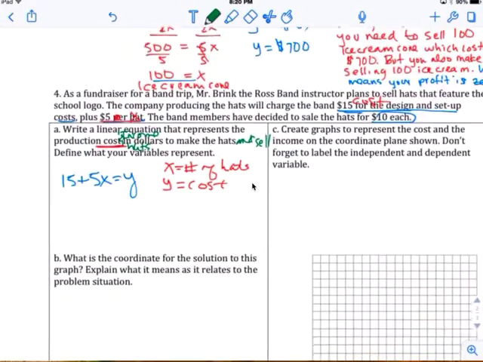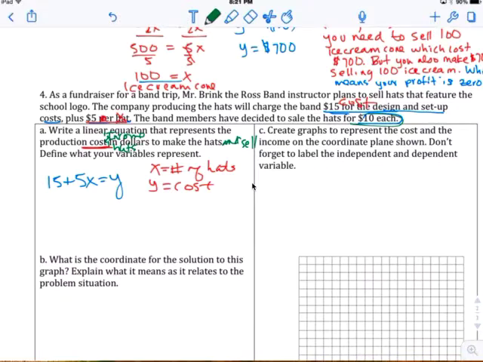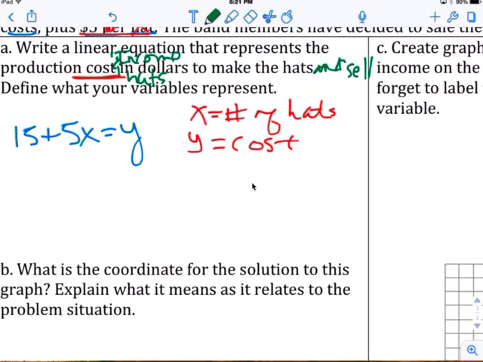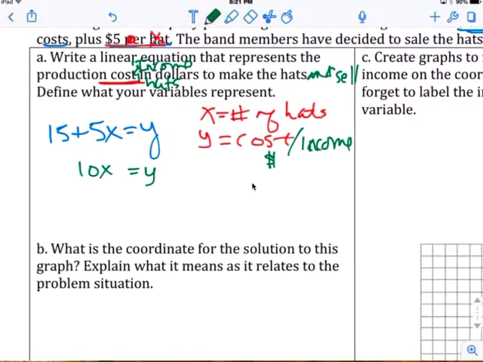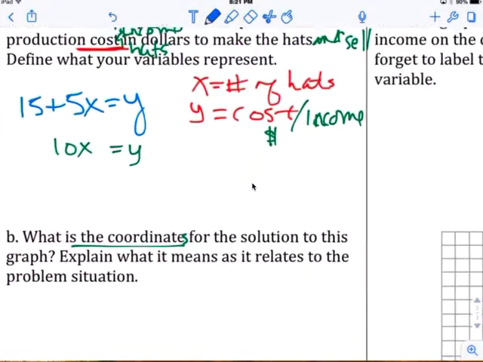Okay, selling. They're selling it for $10 each. So income, selling is income, y equals 10x, right? X represents the number, and y is income in dollars. Okay. B, what is the coordinate for the solution of this graph? Explain what it means as it relates to the problem situation.